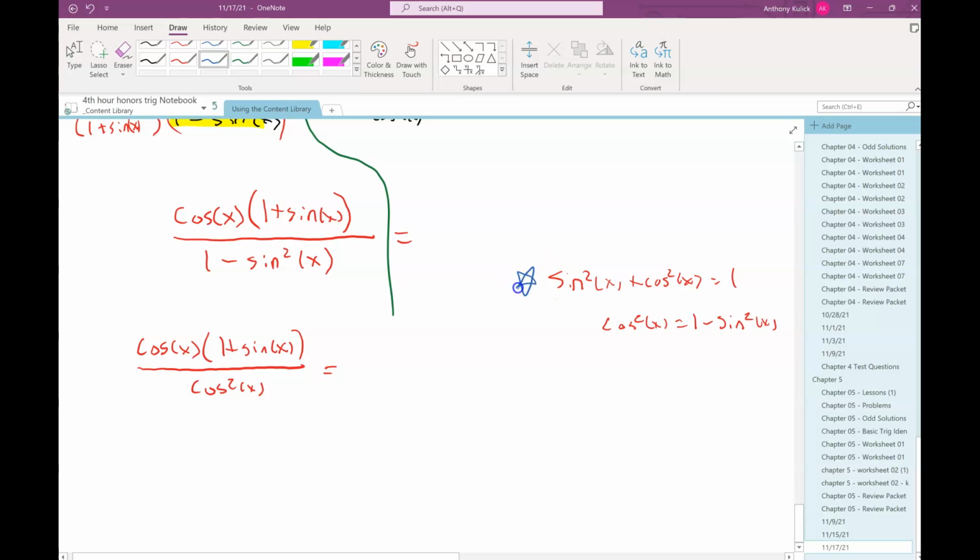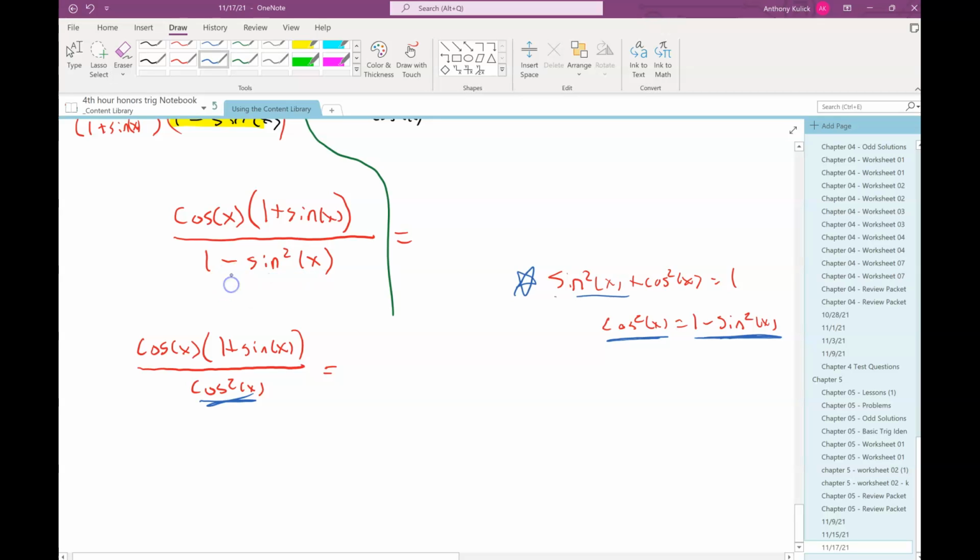So what we did is we started with that Pythagorean, right? I subtract the sine squared from both sides. So now I have that 1 minus sine squared is equal to cosine squared. So I took my 1 minus sine squared and replaced it with cosine squared. Is that okay?